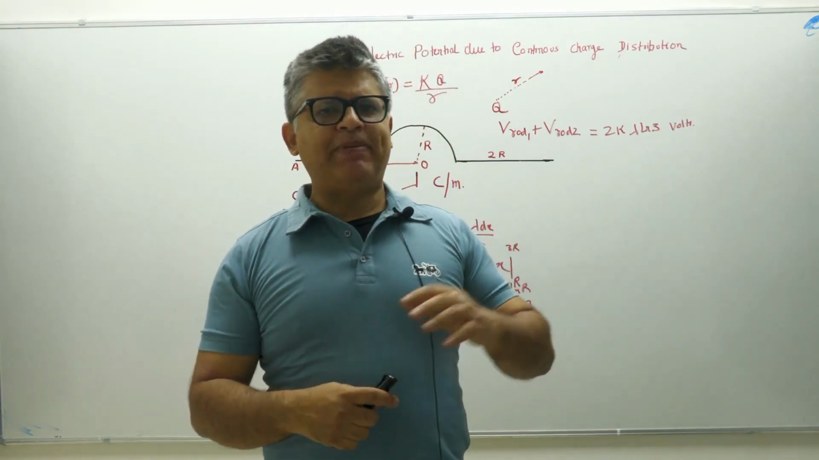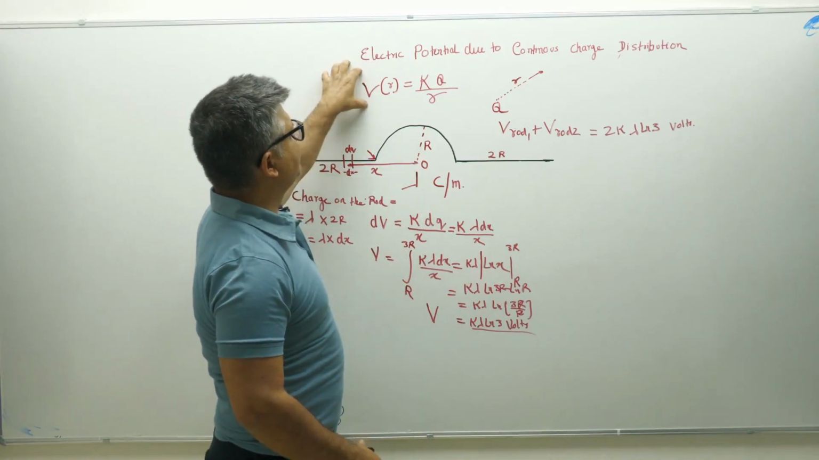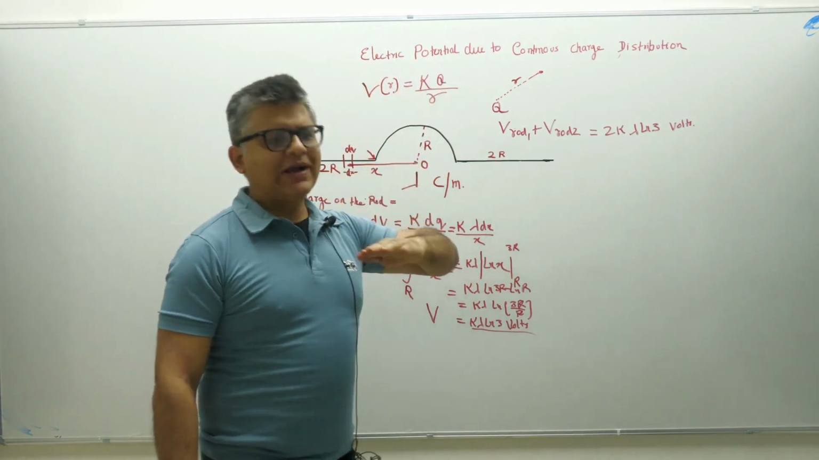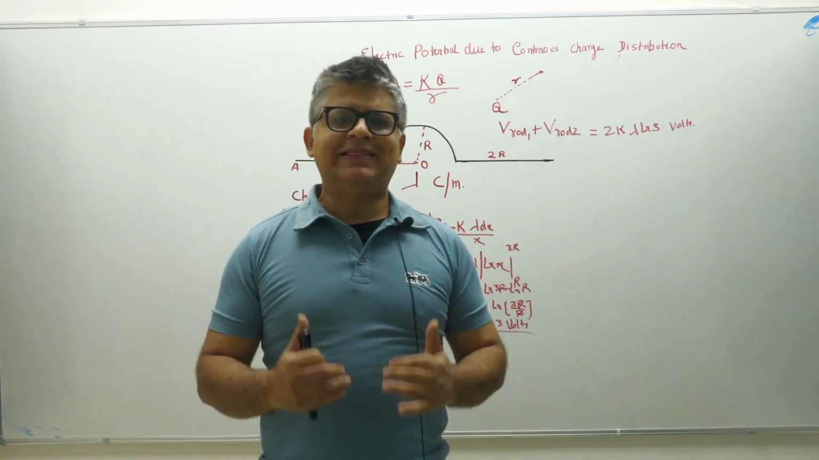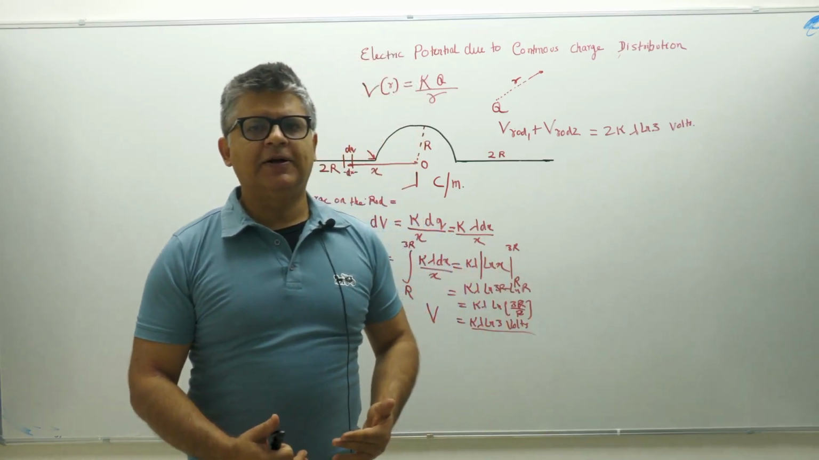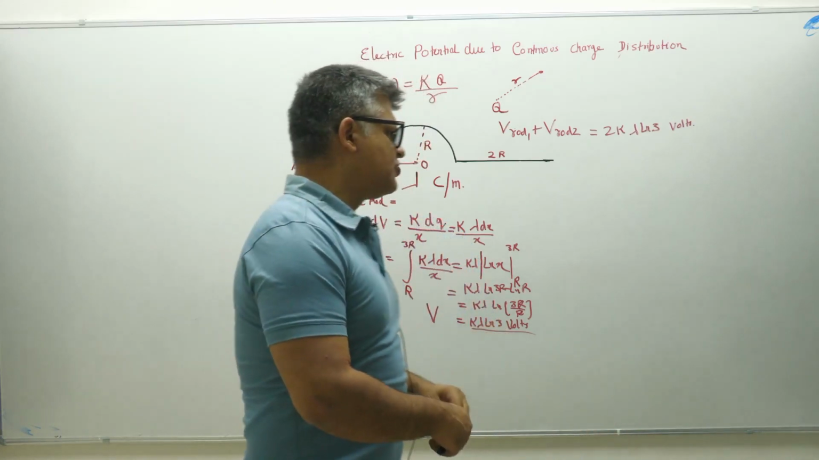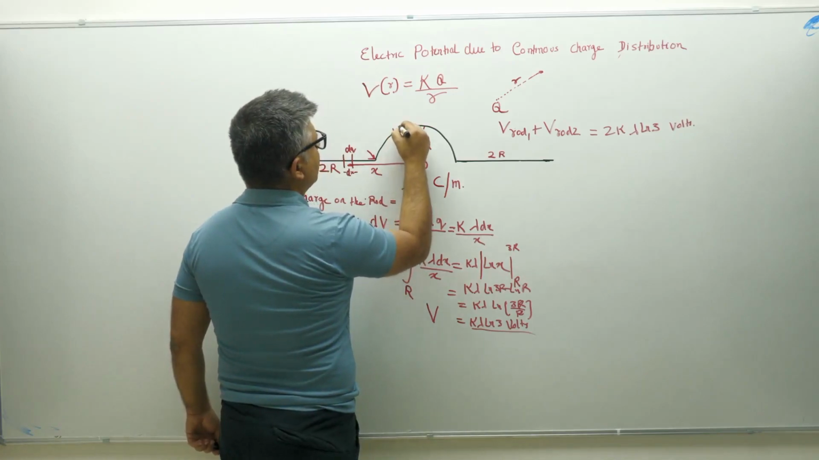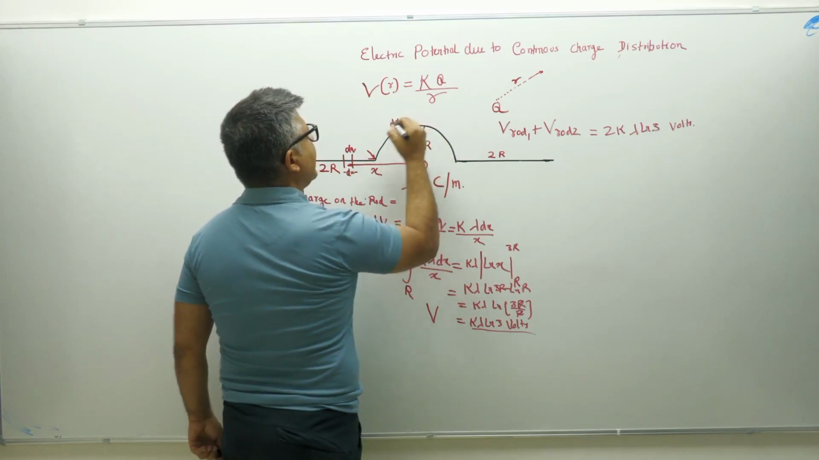Again, the basic conceptualization process starts from here, and the only difference is that this is applicable to a point charge. I have a continuous charge distribution. I am applying the same concept of potential on a continuous charge distribution by using a mathematical technique called integration. So let's pick up a small part of this semicircle. Let's say this is dx.